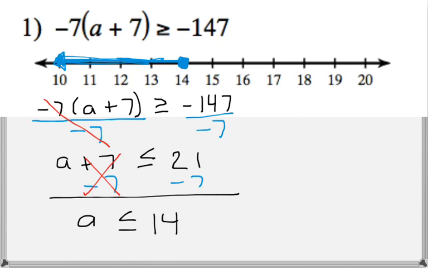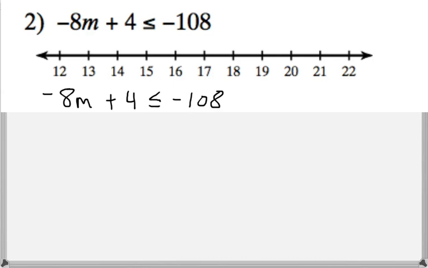Let's look at a second example. Here we have negative 8m plus 4 is less than or equal to negative 108. So we need to isolate that m. We're trying to get this m right here by itself. The first thing we need to do to get rid of it would be to move that plus 4 to the other side. We would do that by subtracting 4.